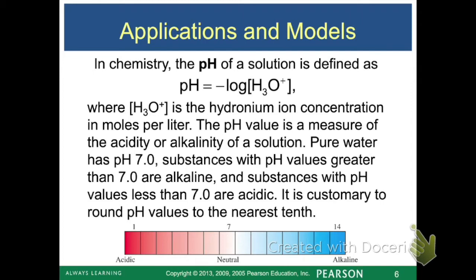pH ranges from 1 to 14. So if we get a pH of 1, that means that our solution is acidic. 14 would be a base or an alkaline, and then 7 would be neutral, so like water is neutral.